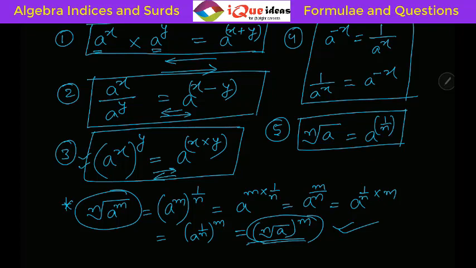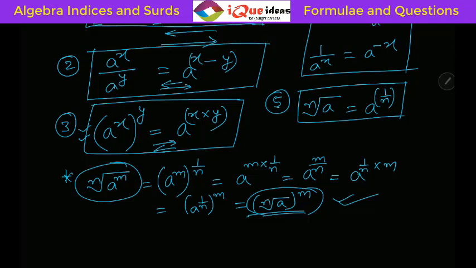Okay. Now let's go ahead. So we have done 5 rules. Let's take a couple more rules. Now, suppose we have something like this. A raised to the power x into b raised to the power x. Now here what is happening? Here the bases are different, but the powers are the same. In this case what happens? They can be written as a into b whole to the power x.